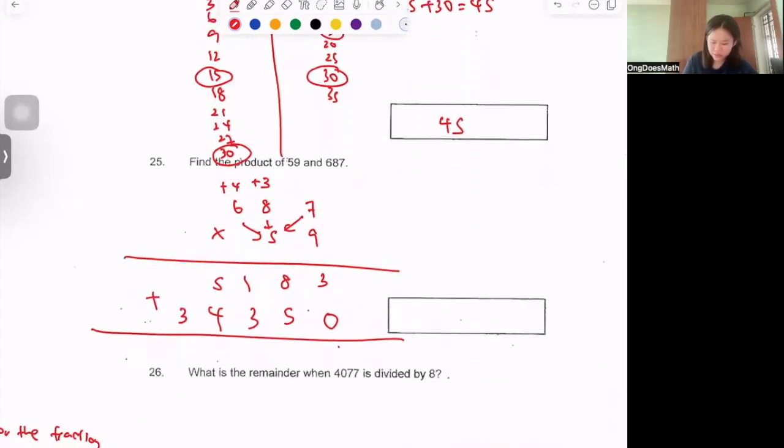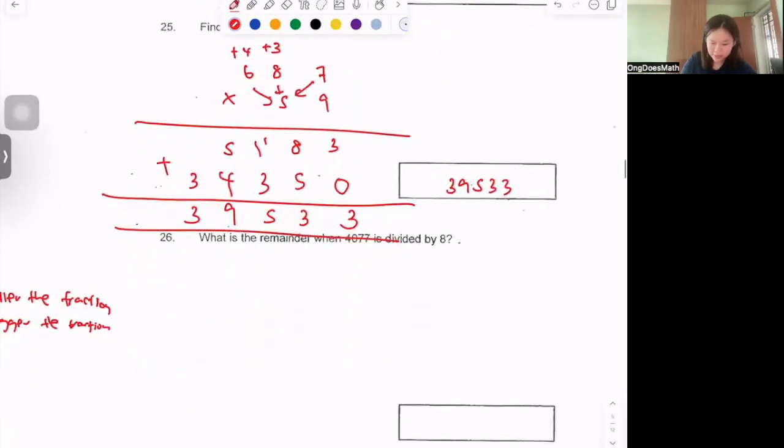So there'll be 0 plus 3 gives you 3. 8 plus 5 gives you 13. 1 plus 1 plus 3 gives you 5. 5 plus 4 gives you 9. And last but not least, a 3. So answer is 3, 9, 5, 3, 3.